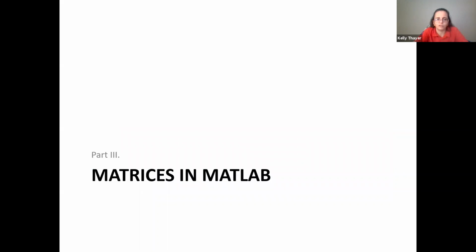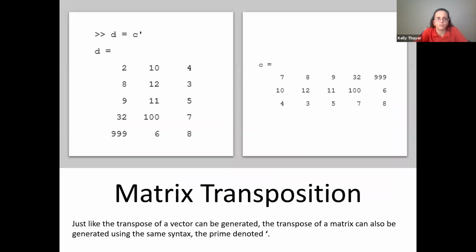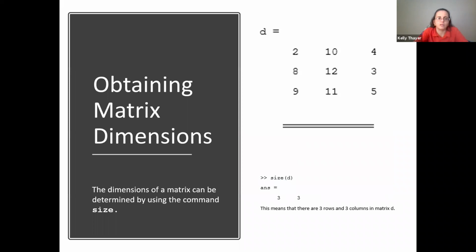Let's talk about matrices. There's a little bit more information that will be useful to know about matrices. We can transpose matrices using the prime, similar to what we saw before. Obtaining a matrix's dimensions may also be something that you wish to do. So we can use the size command in order to do this. This means that there are 3 rows and 3 columns in this matrix shown here.